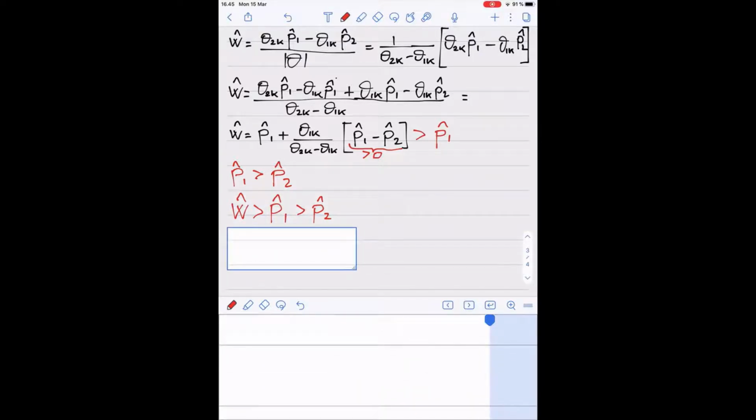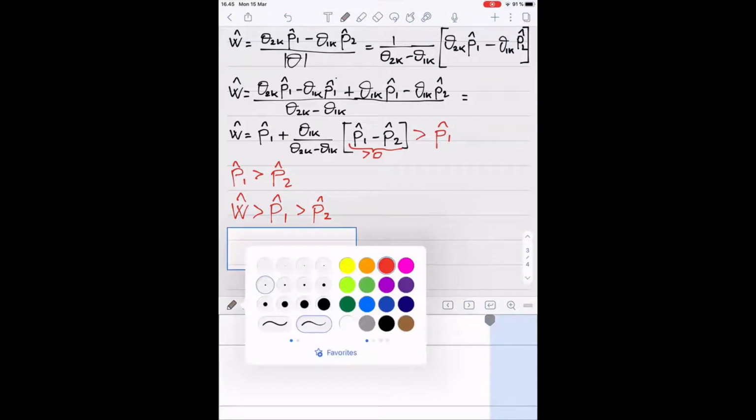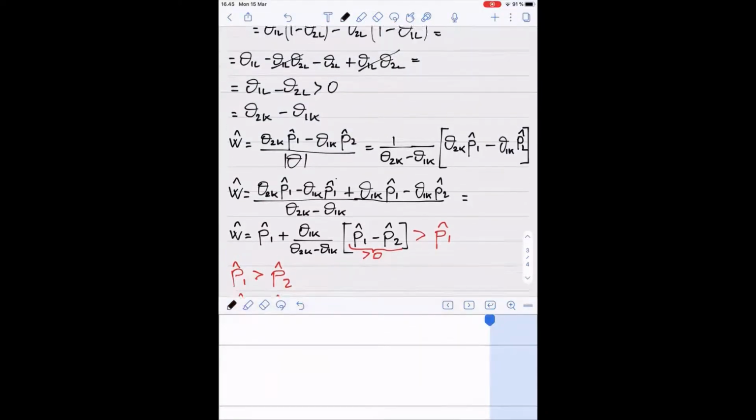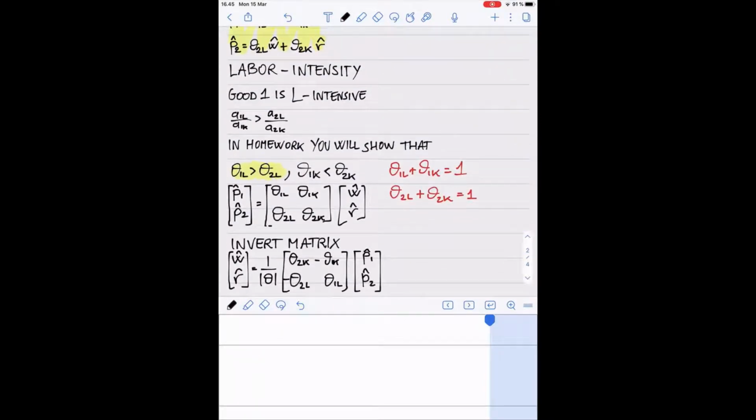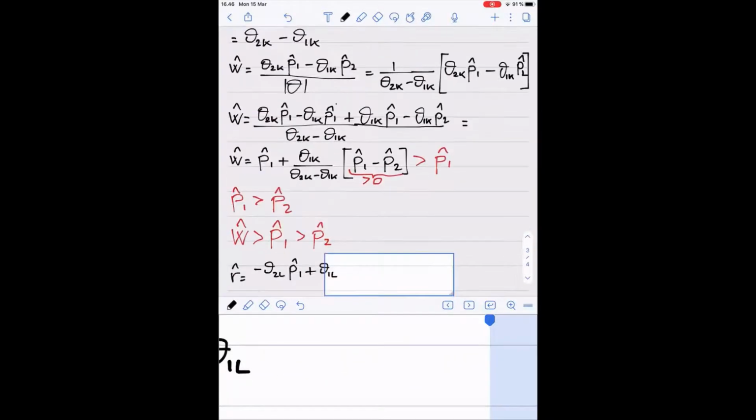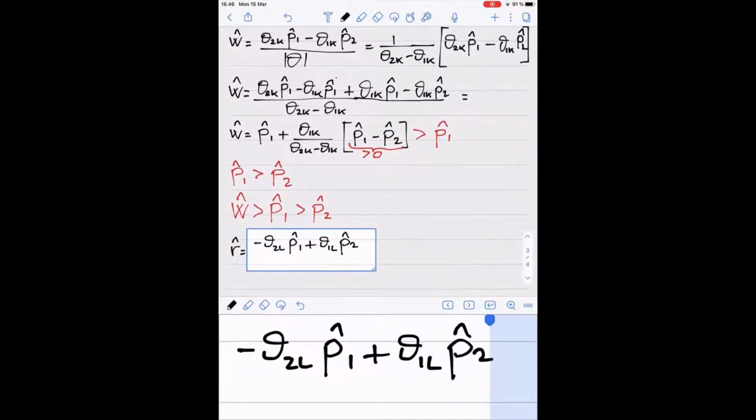Let's now move to the rental on capital. Okay. So here we need to look again at the matrix notation that we wrote here, right? And so what we have is that r hat equals minus theta 2L p hat 1 plus theta 1L p hat 2. And all of this, because we don't need to go back, is divided by the determinant. So how can we develop an equation that resembles the one for labor?